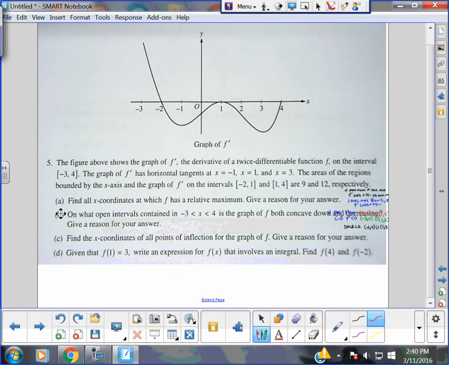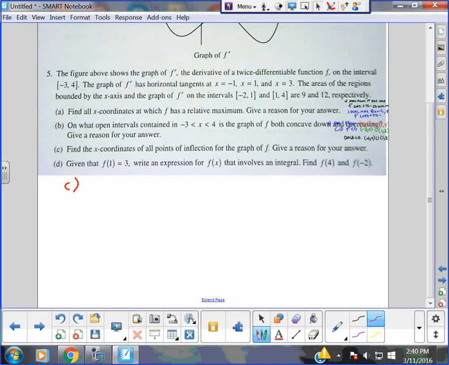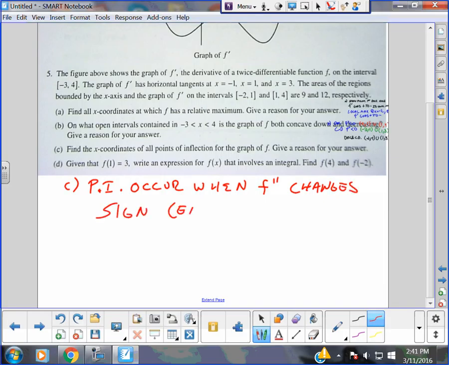Letter C, find the x-coordinates of all points of inflection for the graph of f. Give a reason for your answer. All right, C. First of all, you have to realize that points of inflection occur when f prime prime changes sign, either positive to negative or negative to positive.